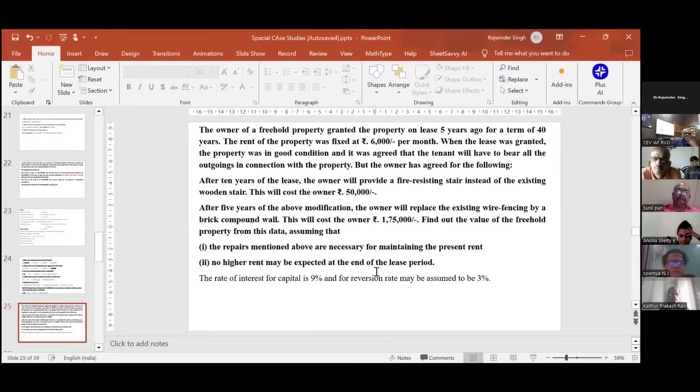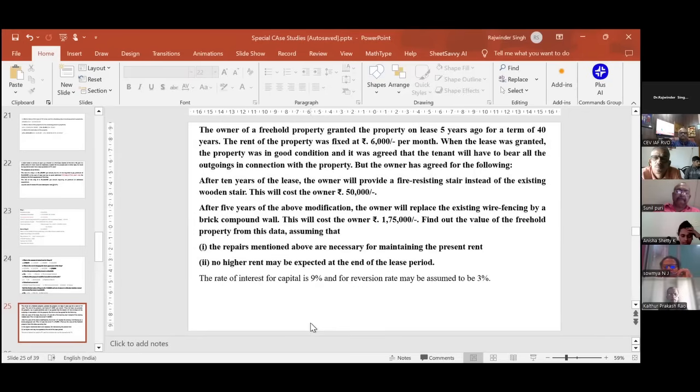The owner of a freehold property granted the property on lease 5 years ago for a term of 40 years. The rent of the property was fixed at rupees 6,000 per month when the lease was granted. The property was in good condition and it was agreed that the tenant will have to bear all the outgoings in connection with the property, but the owner has agreed for the following.